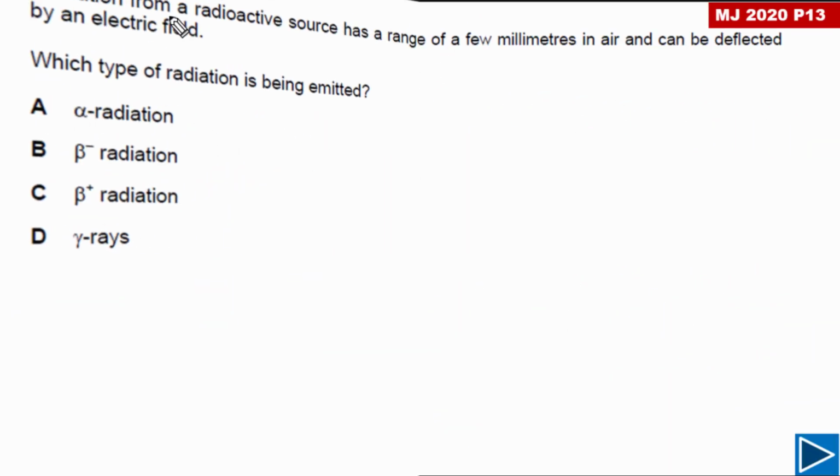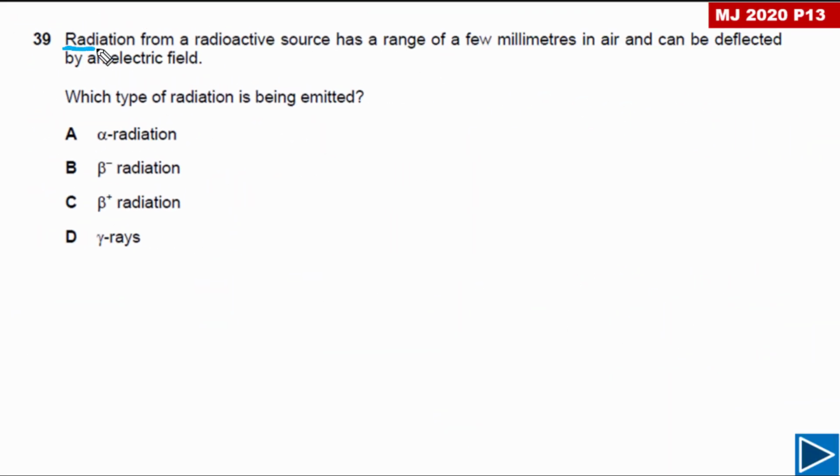That's the answer. For question 39, it is given to us that a radiation from radioactive source has a range of few millimeters in air and can be deflected by electric field. If it can be deflected by electric field, it means that radiation must have charge. So we can write down it must have charge. So this is the first thing.